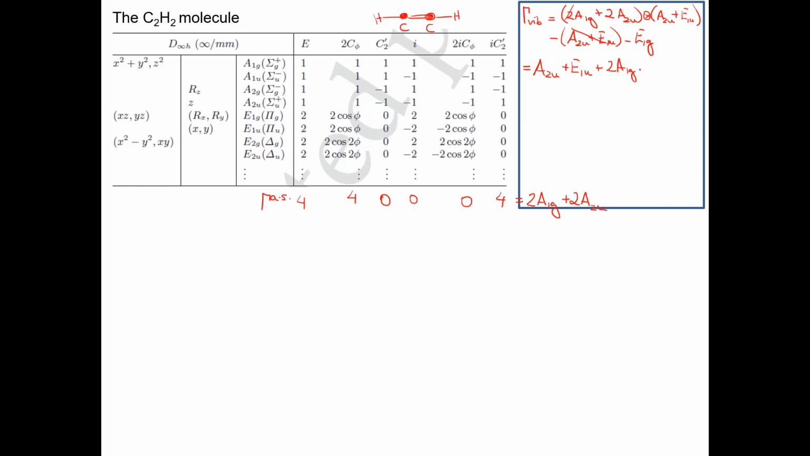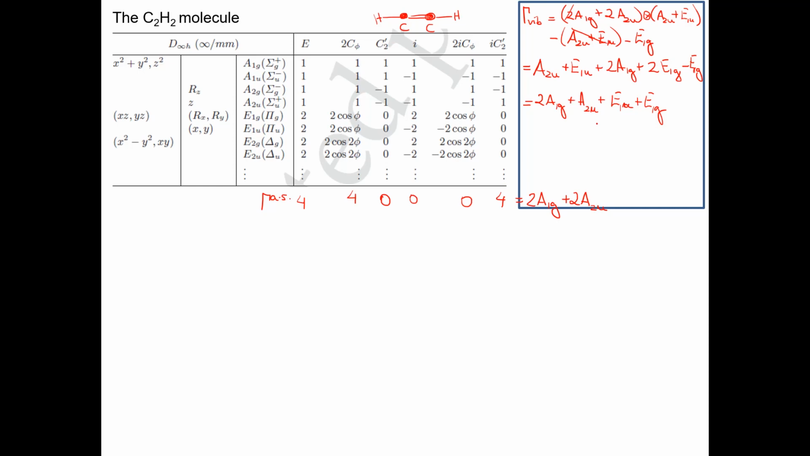plus 2A1G plus, now I have the product, plus 2E1G. This is the product of A2U and E1U minus E1G. So finally, in this case, we have seven different modes: two completely symmetric modes, A1G; one non-degenerate odd mode, A2U; and two doubly degenerate modes, E1U, which is odd, and E1G, which is even, under parity. Okay, seven modes.